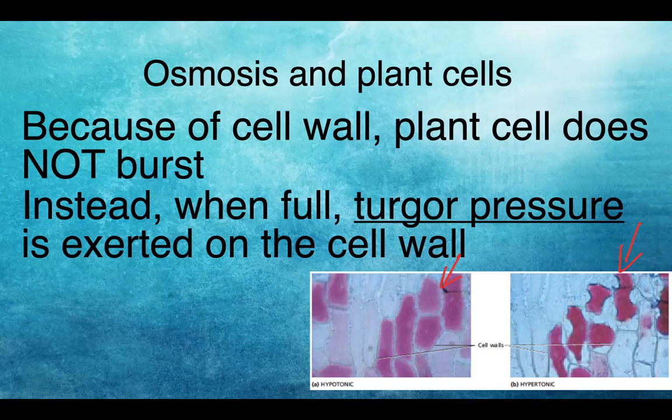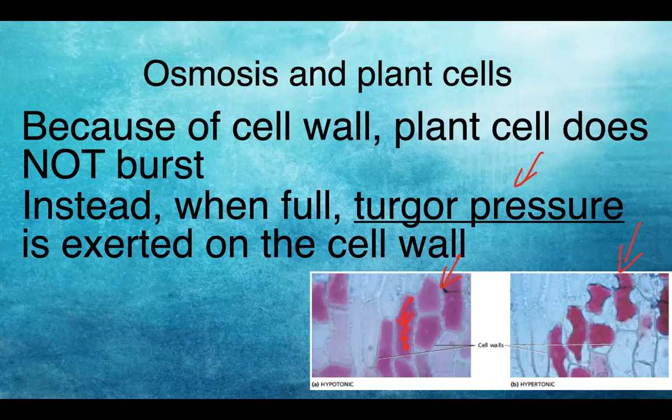This is when you water a plant, and you can see the pink is the central vacuole. So the central vacuole fills up with water, squishes all of the organelles to the side of the cell wall, and you have what's called turgor pressure. This is what allows plants to grow hundreds of meters tall without a skeleton.